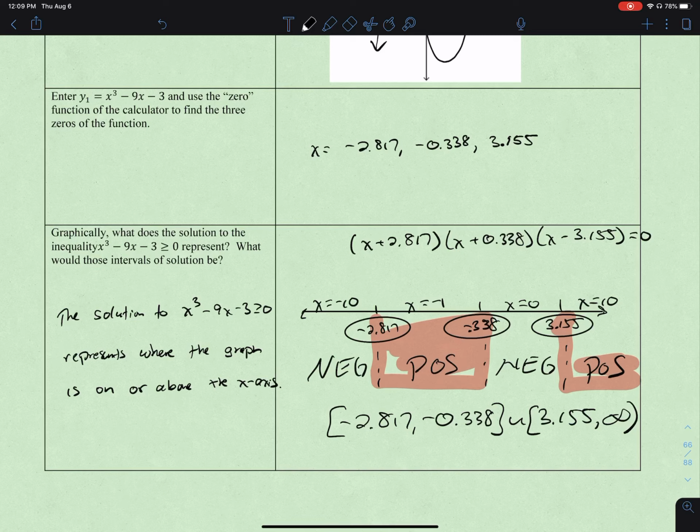Well, that concludes it. Hopefully you understood how to use your calculator. If you need more help with your calculator, please let me know. Please finish the homework from this section.